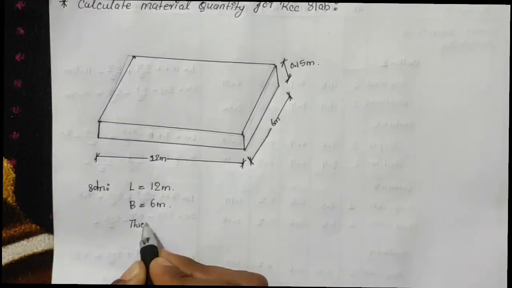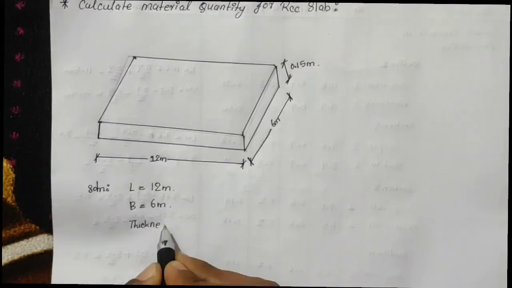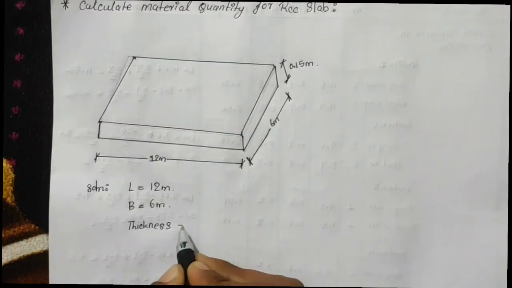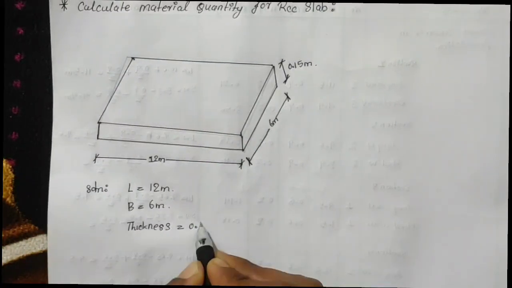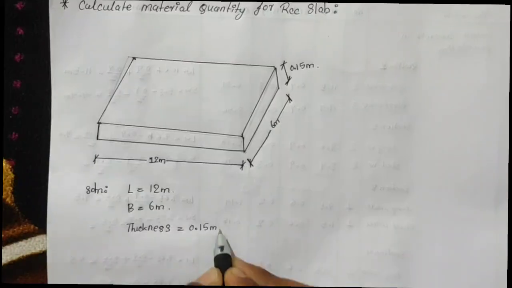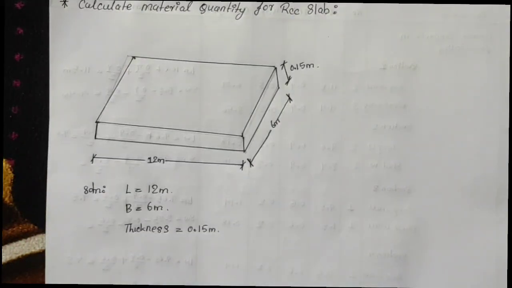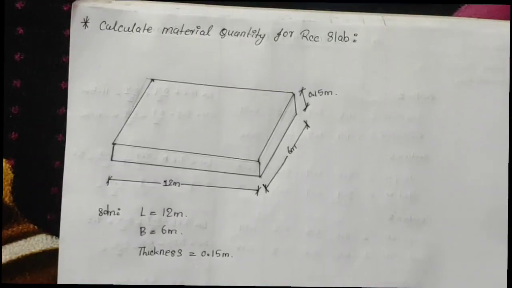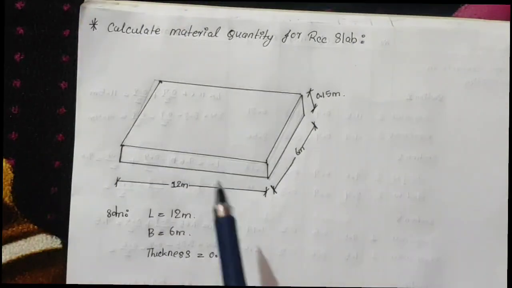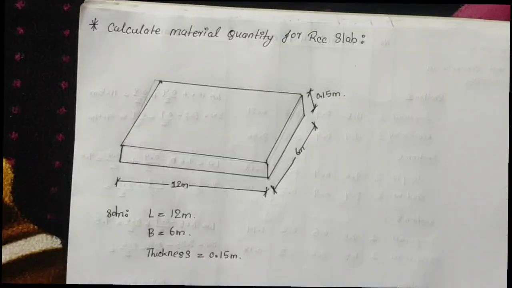Thickness is 0.15 meter. So we're going to calculate all the quantities required for the slab, like cement, sand, aggregate, and water.